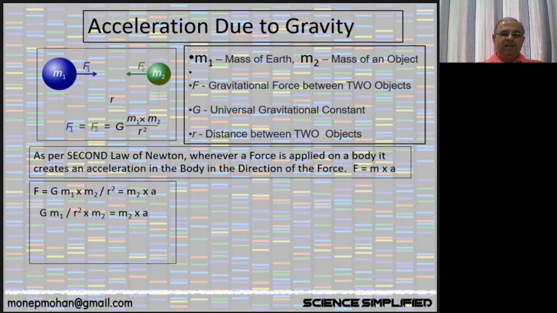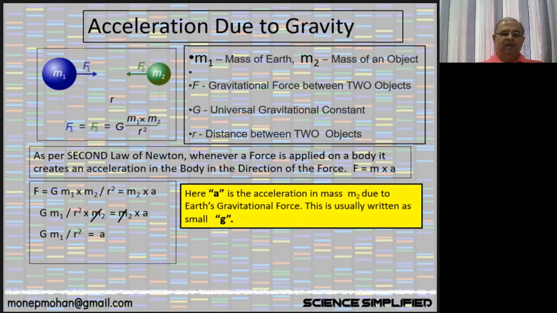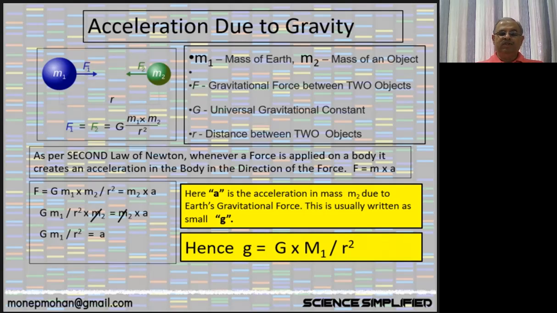Solving it further, we cancel m2 from both the sides of the equation and we get a equal to G m1 divided by r square. Hence, a is the acceleration in mass m2 due to Earth gravitational force. This is usually written as small g. Now we get the value of the small g as G into m1 divided by r square.